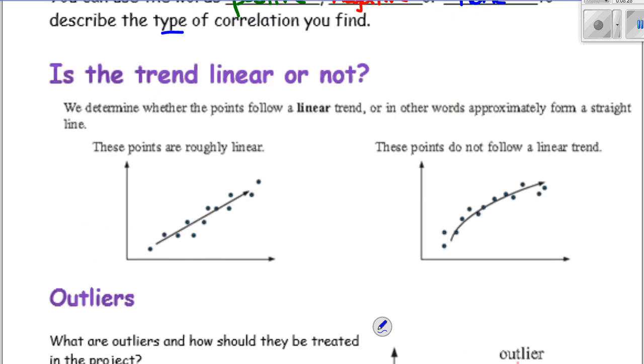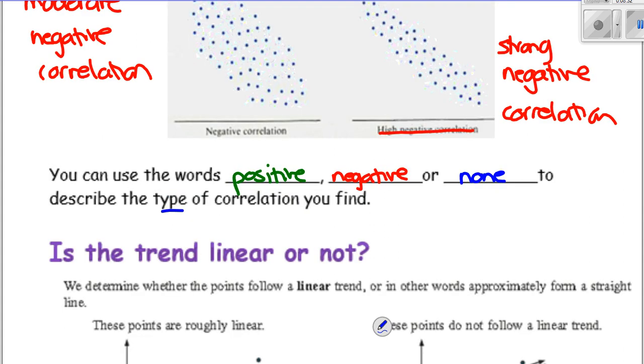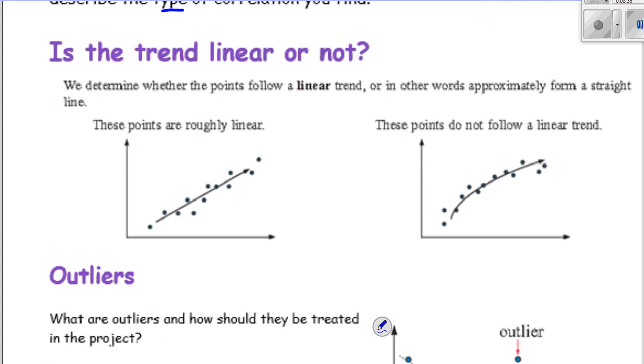These ones seem to be clearly linear trends. But it's possible you might not have a linear trend. You might have more of a curve, like a quadratic style trend. Here's a linear trend, here's a curvy trend on the right. So just be aware that it's possible to have different types of trends. Is the trend linear or not? We determine whether or not the points follow a linear trend, in other words, approximately form a straight line. These points are roughly linear. Down below, these points do not follow a linear trend.